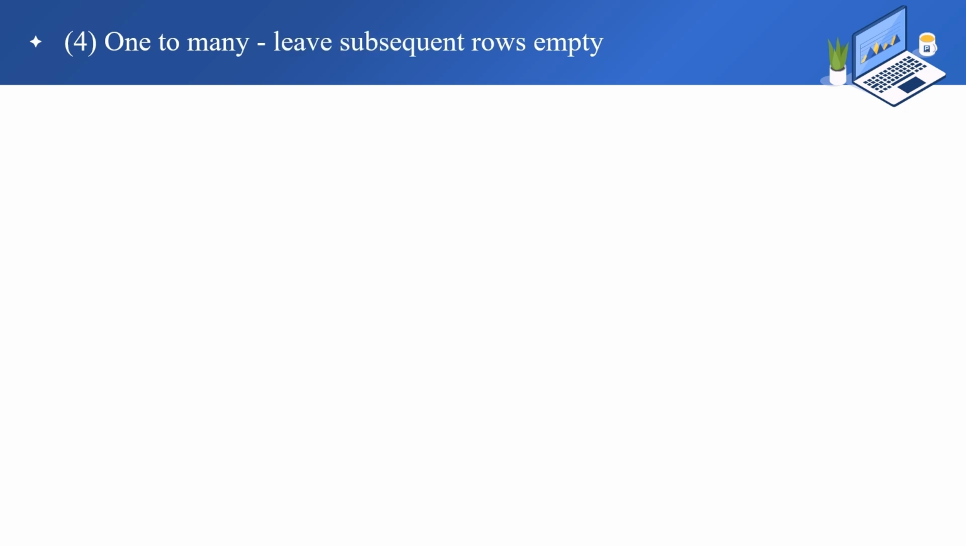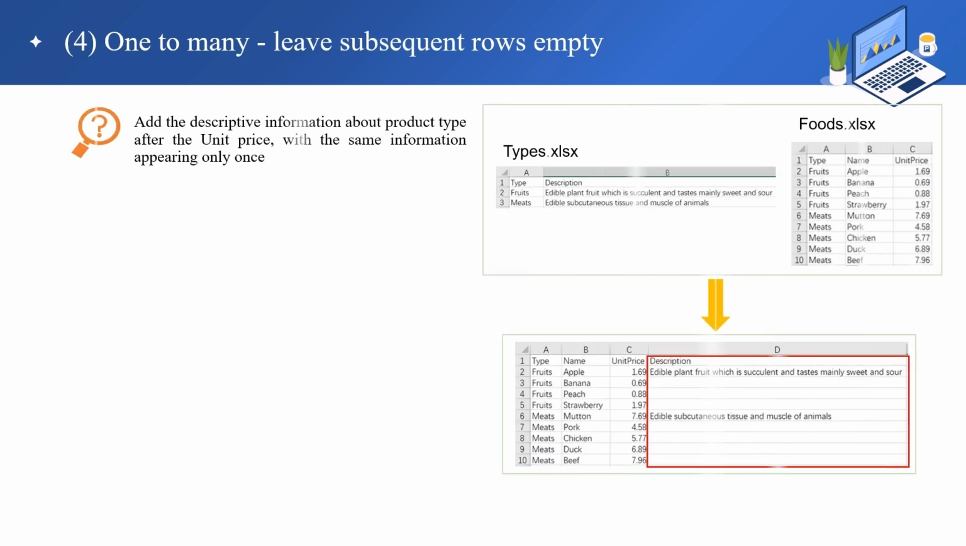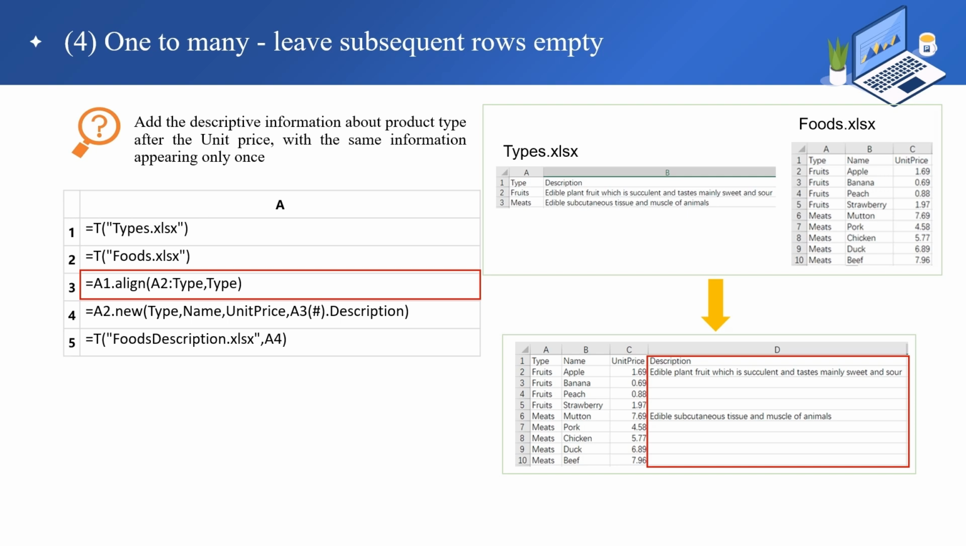One-to-many, leave subsequent rows empty. If you want the descriptive information about the product types fruits and meats to appear only once, as shown in the figure, that is, the descriptive information is no longer duplicated, then the align function can be used to achieve this effect. The align in A3 means A1 is aligned to A2 with alignment conditions as type column of A2 and type column of A1. If there are duplicate data in A2, only the first row is aligned.